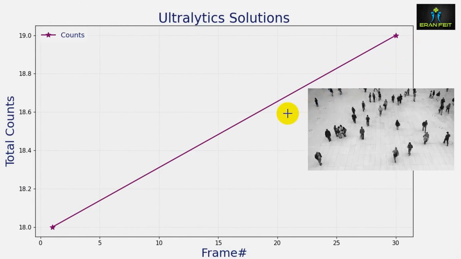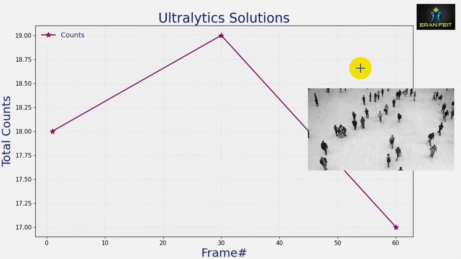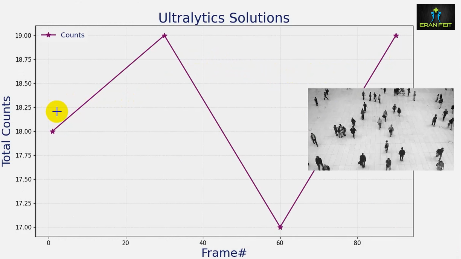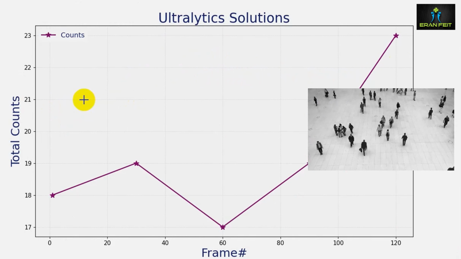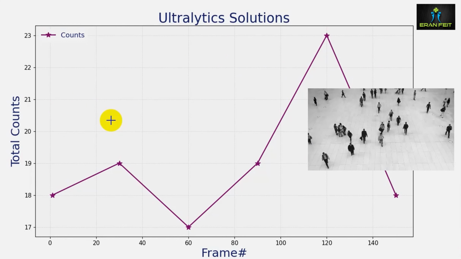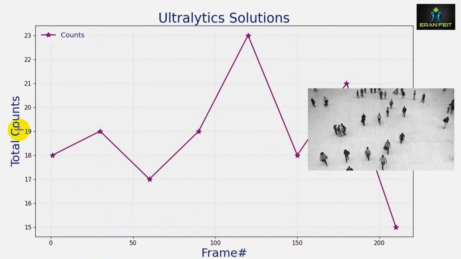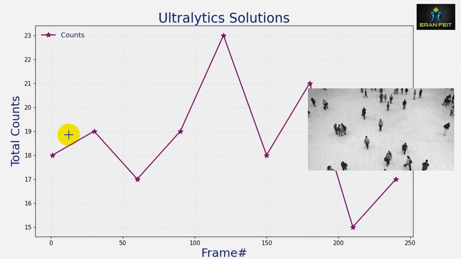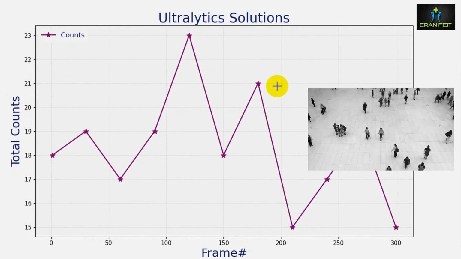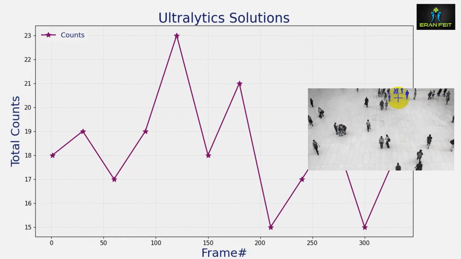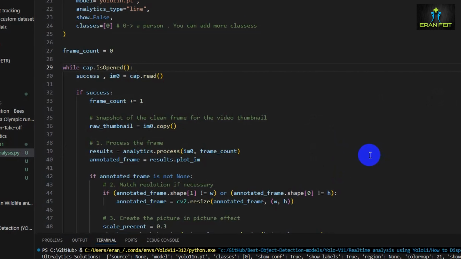Great. Now each of the points indicates how many people, so this is the detected object, how many people were detected in each frame. So here you can see the frames, and here you can see the total counts of persons, and it generates a line of how many persons were detected in each of the frames.